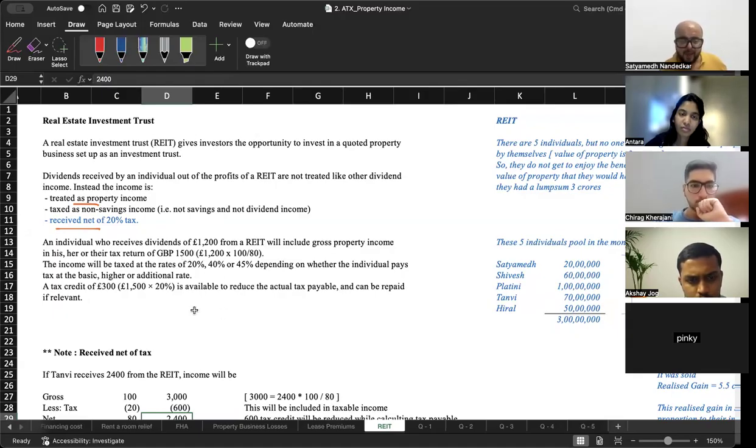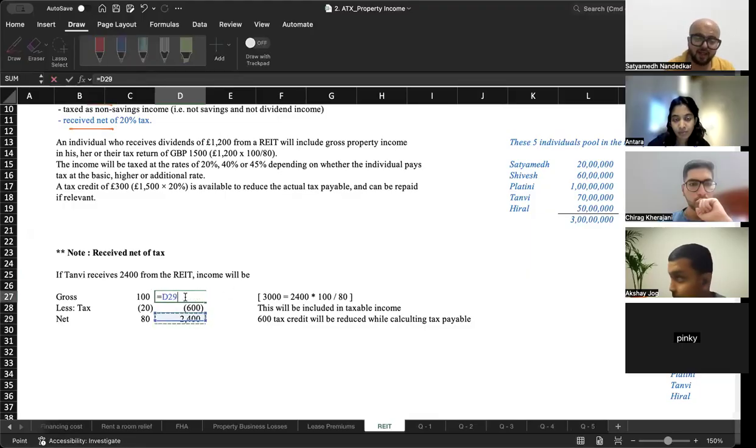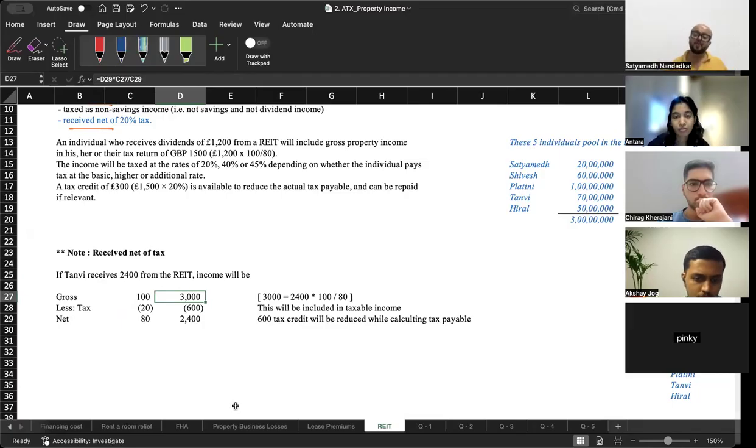So if Tanvi receives 2400 from a real estate investment trust, how much would be her income? When your gross income is 100, you have tax deduction of 20 and your net receipts are 80. Here Tanvi received 2400. So by cross multiplication, we said that 2400 into 100 by 80. This is my gross income. So if somebody tells me that you receive 2400 from a real estate investment trust, gross it up, divide that by 80%, whatever value you get, that is your property income because of a real estate investment trust.